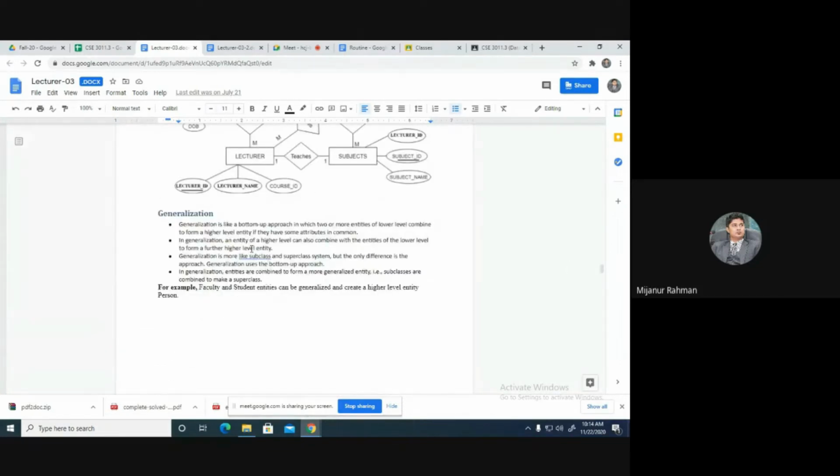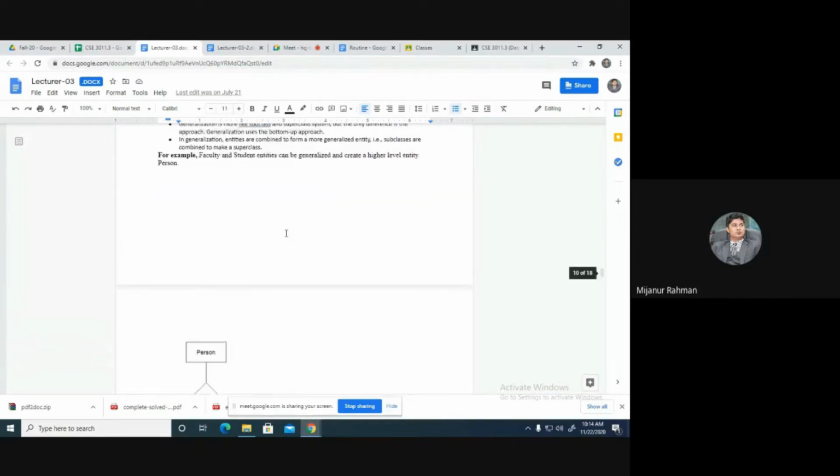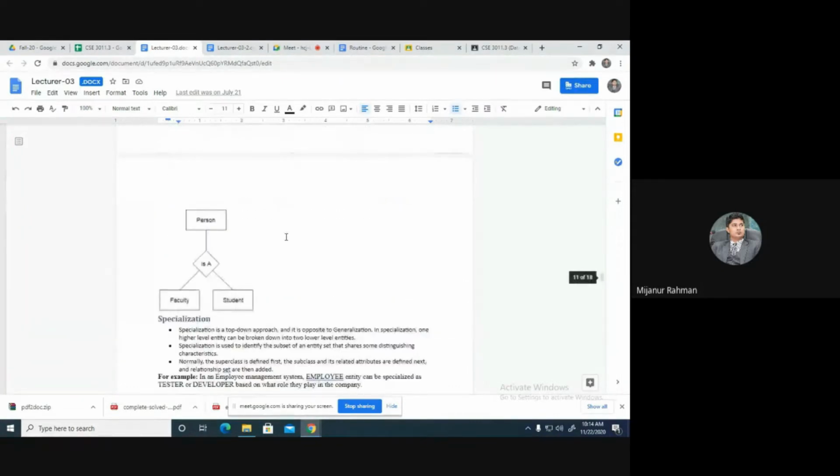And last thing, we are talking about generalization and specialization. Generalization means, let's say, if I talk about a person, a person is an entity, but it is general. From that point of view, person is a generalization. But if we say faculty and student, that is very specific. If you say he is my faculty, or he or she is a student, that is not a generalization. But if you talk about both as a person, that is generalization.